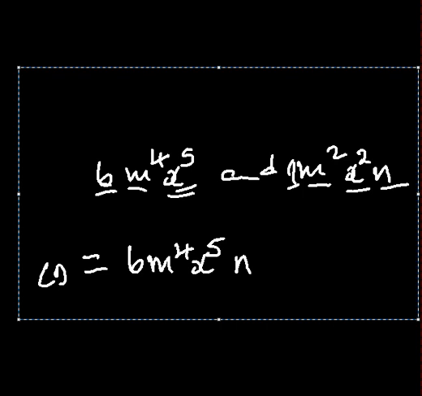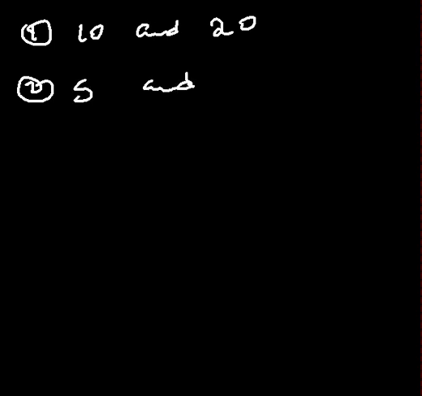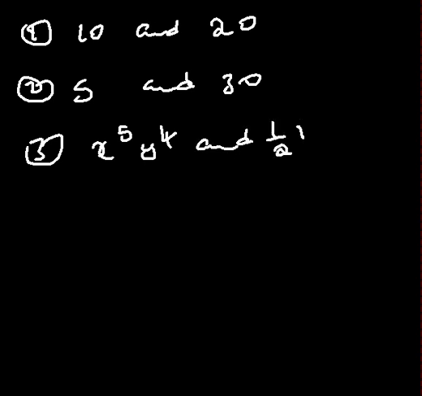And also try to deduce the common denominators for the following on your own. Let's say if we have 10 versus 20. And let's say if we have 5 and let's say 30. And let's say if we have x to the power 5, y to the power 4, and let's say half n square. We should have that.